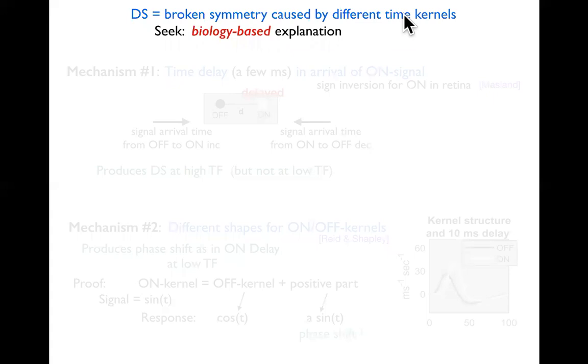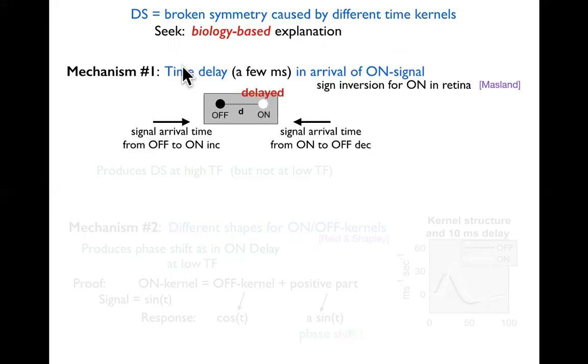In my idealized setting, the way to break the symmetry is equal to using different time kernels. The way to create DS is to use different time kernels. I didn't say it would succeed, but you need this. But more importantly, I can't just by hand change the time kernels to anything I like. I need a biology-based explanation. And so this is what the theory that we propose says.